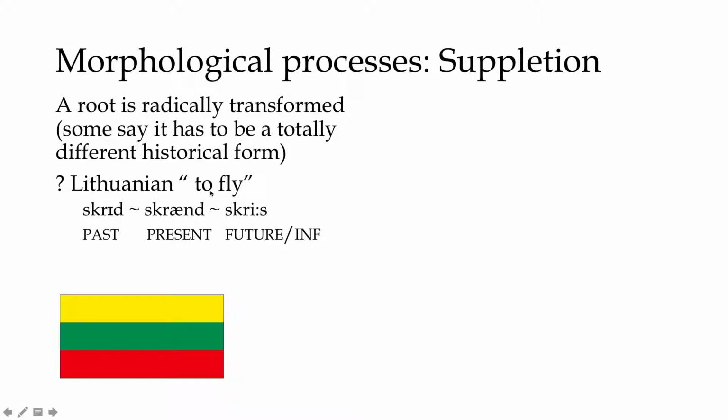So in Lithuanian, we have the verb to fly. The past tense root for to fly would be pronounced skrid, so skridum would be we flew. The present tense root would be skrand, skrandum is we are flying or we fly, and the future root would be skris, so skrisum would be we will fly. So this is a case where it's not an affix. I'm not necessarily just inserting things. Here I've got a really different root.